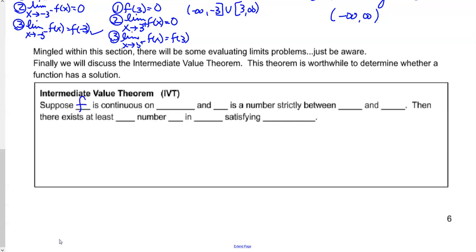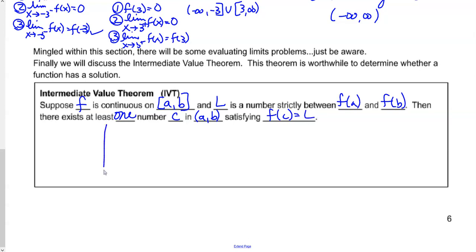We're going to suppose that f is continuous on the closed interval AB and that L is a number strictly between f of A and f of B. Then the intermediate value theorem states that there is at least one number, call it C, in the open interval of AB satisfying f of C equaling L. So, what does all that gibberish mean graphically?